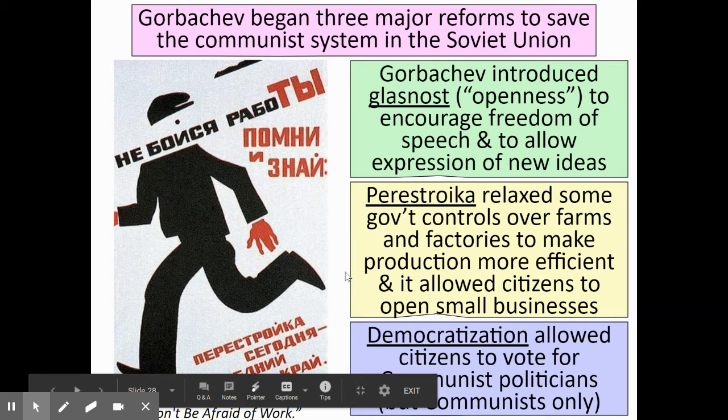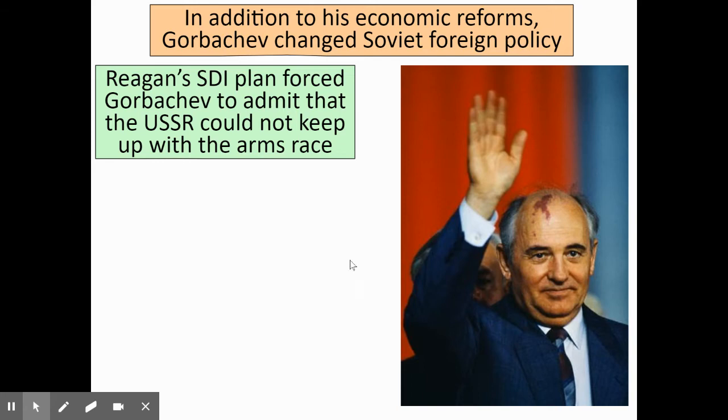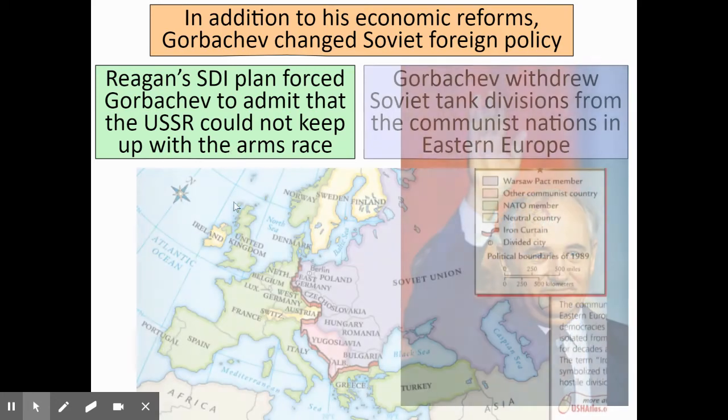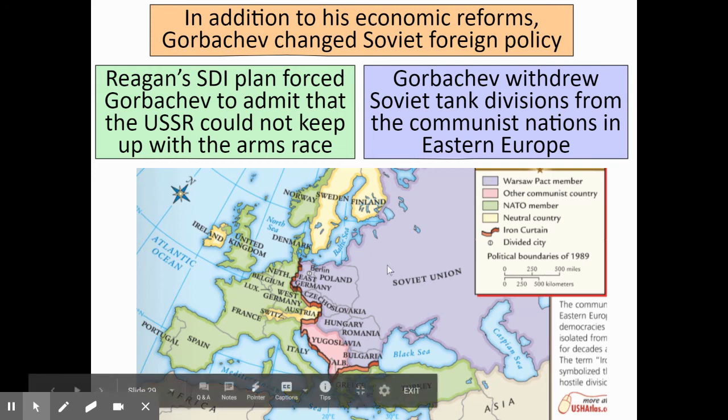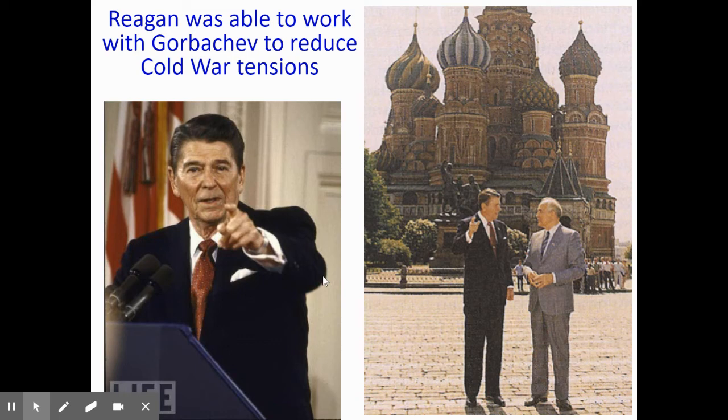This democratization, or becoming a capitalist society, allowed the citizens to also vote for their politicians, but it was only communist. So it changed a little bit. Reagan's Star Wars forced Gorbachev to admit that the Soviet Union could not keep up in the arms race, so he withdrew his tanks from Eastern Europe. These satellite nations, he withdrew their tanks. There was a 9-year war. The war in Afghanistan was ended under Gorbachev, so that helped their economy, but it made them kind of look bad.